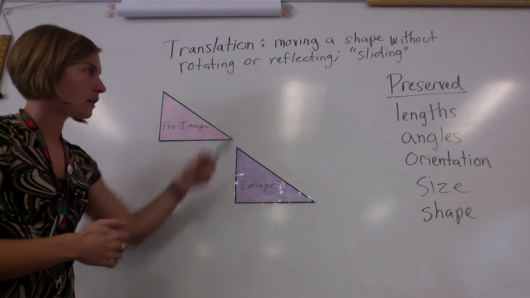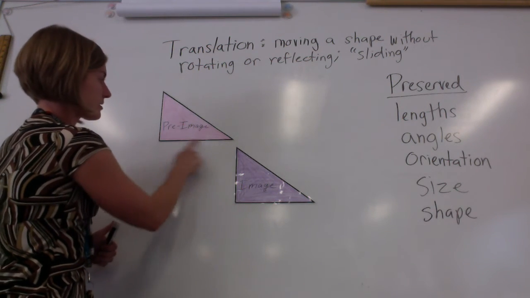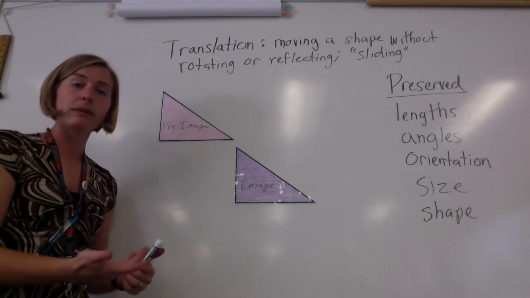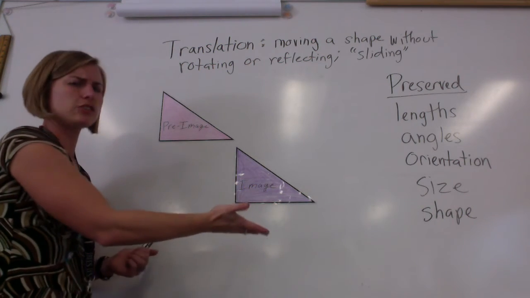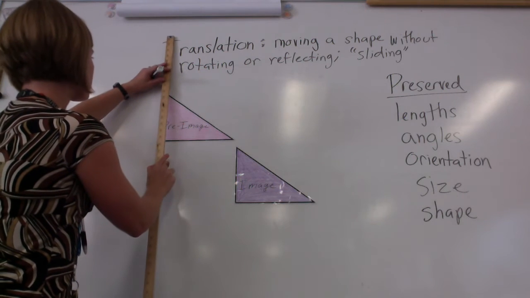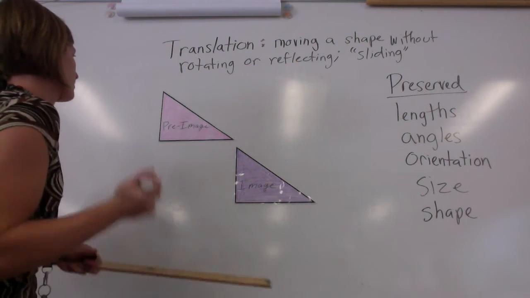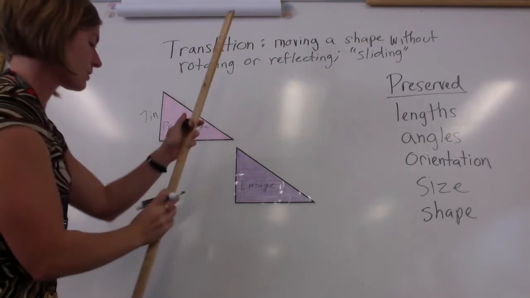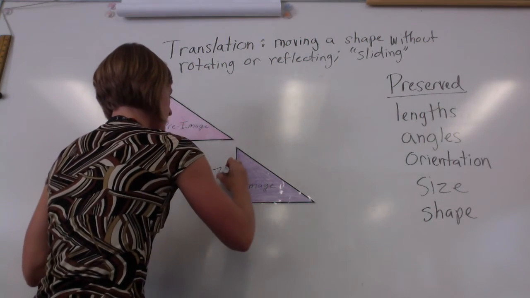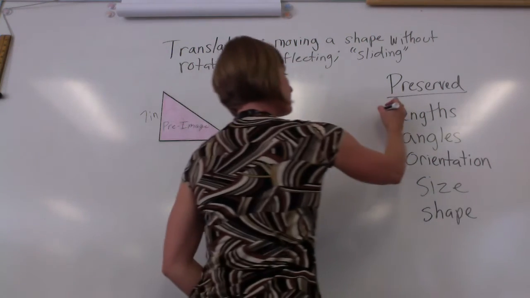Okay? So let's take a look. Are the lengths the same? So was this length the same as this length and this side the same as this side? If I measured them, would they stay the same? Well, it makes sense that it would. All we did was slide it, so they should stay the same. So let's measure it just to be sure. Okay. This is 7 inches, so this guy should be 7 inches. And yeah, he is. Good. So yeah, lengths are still preserved when we translate.